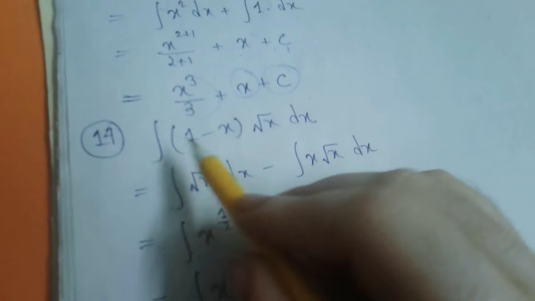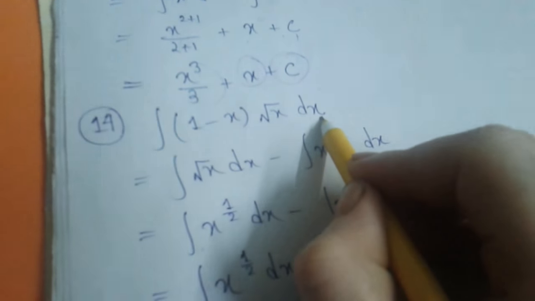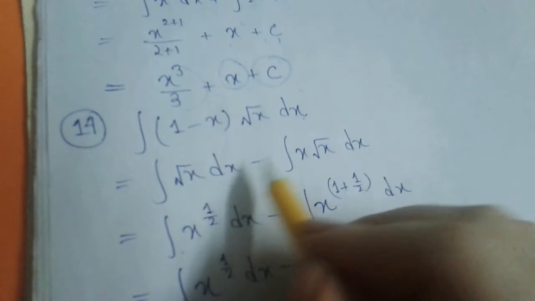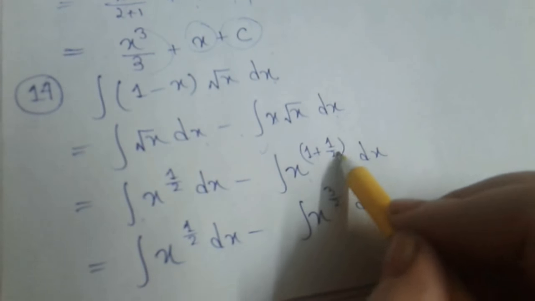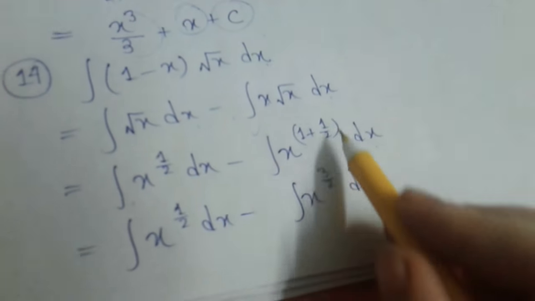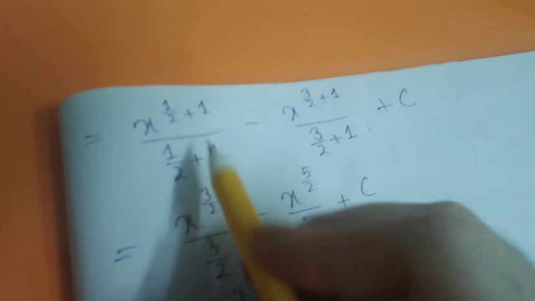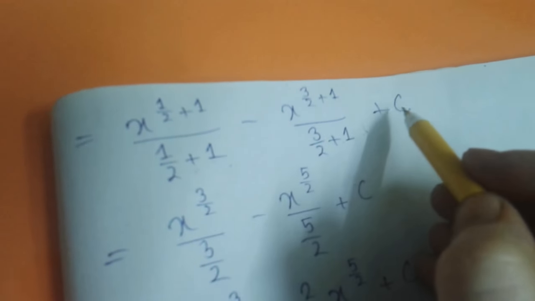Next problem 14, integration of 1 minus x into root x dx. Multiplying, equals to integration of root x into dx minus x into root x dx. That is integration of x to the power half dx minus integration of x to the power 1 plus half into dx. That is integration of x to the power half dx minus integration of x to the power 3 by 2 dx. Using the formula we have equals to x to the power half plus 1 divided by half plus 1 minus x to the power 3 by 2 plus 1 divided by 3 by 2 plus 1, plus c constant.